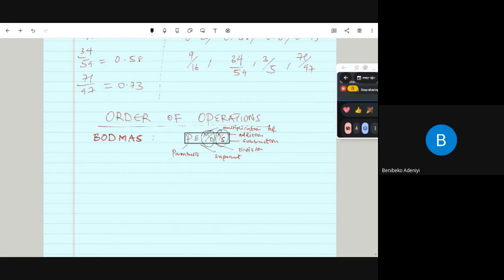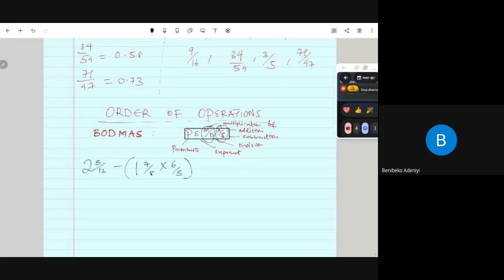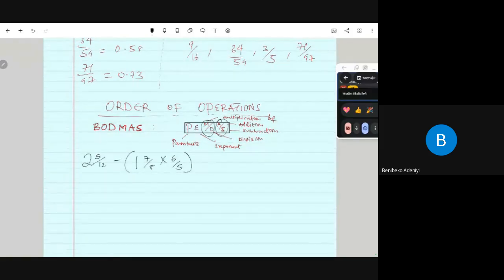So when we see questions, you see the way I apply them to solve questions. So I have 2 whole number 5/12 minus 1 7/8 times 6 over 5. This one is not even complex. Very simple. You have to do the bracket first. Why? Because of the parentheses. Parentheses means bracket, too, guys. Exponents, it means power. Raised to power. For example, 2 raised to power 3. And this is an exponential number.